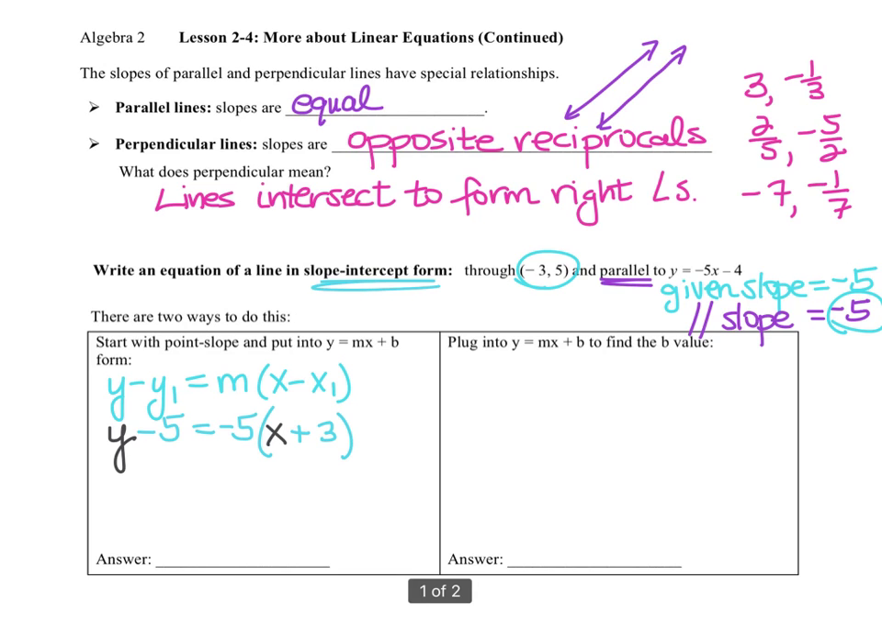Now remember, we were trying to give a slope-intercept equation, so let's go ahead and simplify by distributing. So that would be y minus 5 equals -5x minus 15. And then we're going to add 5 on both sides. And our slope-intercept equation would be y equals -5x minus 10.